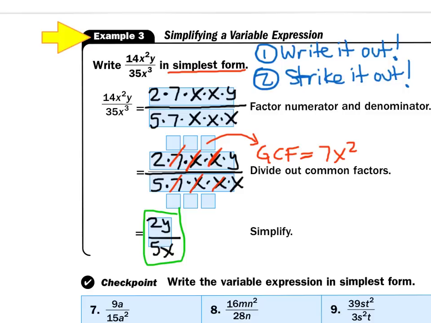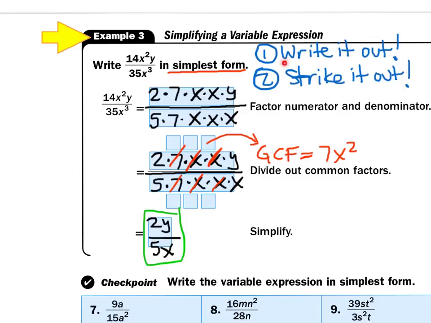So take the numerator, 14x squared y, and prime factorize it. Write it out in expanded form. So 14 is 2 times 7, and then I wrote out x to the second power as x times x, and then I put the y there, times y. On the bottom, in the denominator, 35 could be 5 times 7, and then I wrote out x cubed as x times x times x. So you want to factor the numerator and denominator completely.